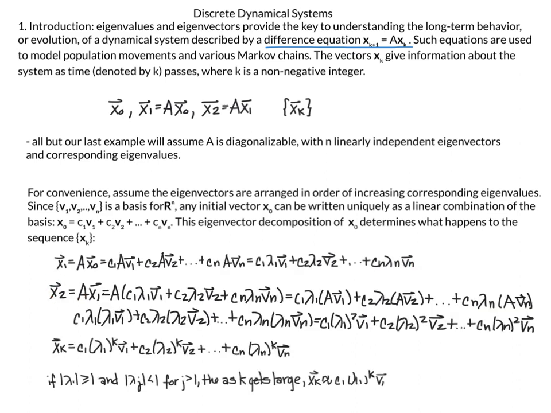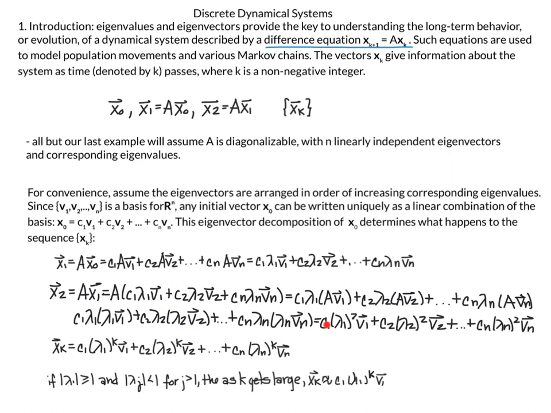X2 then is equal to A times X1, so we have A times our X1 from our previous step. Then we're going to factor out our constants, so we have C1 lambda 1 times A times V1, factoring out our constant C2 lambda 2 times A times V2, up to Cn lambda n A times Vn. And similarly, because V1 is an eigenvector, this AV1 is going to be equal to lambda 1 V1, and AV2 is lambda 2 V2, and AVn is lambda n Vn.